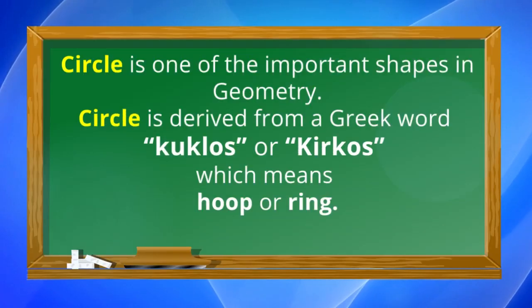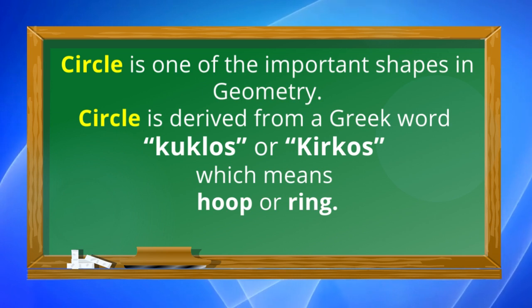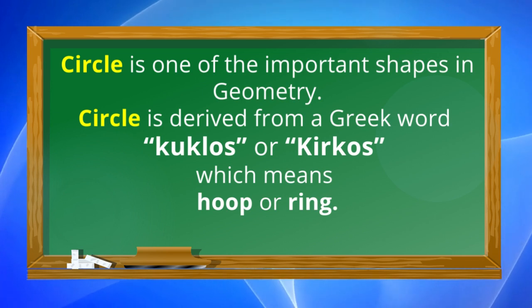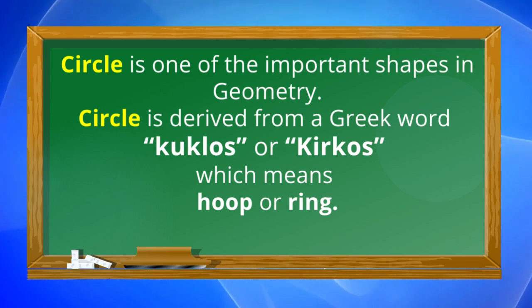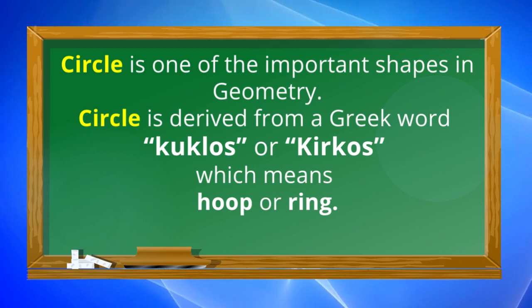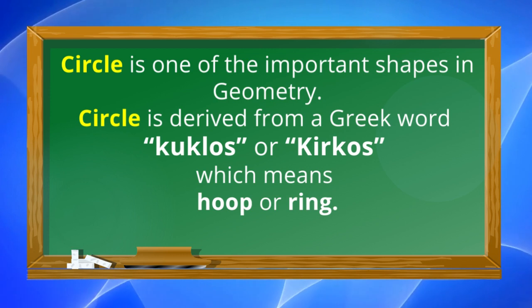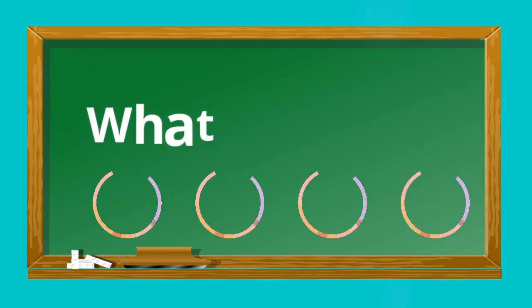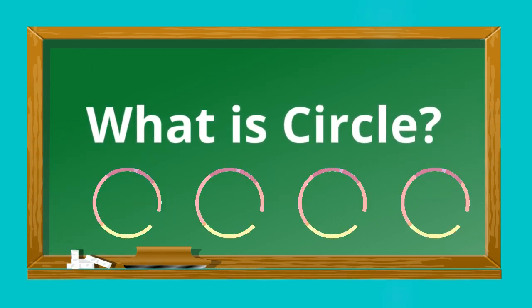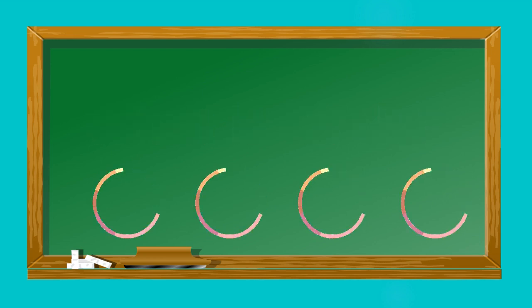So we have that circle is one of the most important shapes in geometry. The word circle is derived from a Greek word koklos or kerkos, which means hoop or ring. So how do we define a circle, or what is a circle?